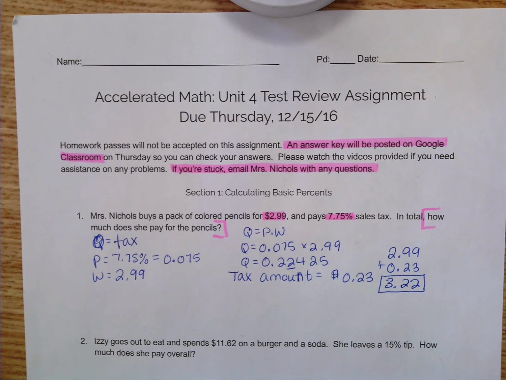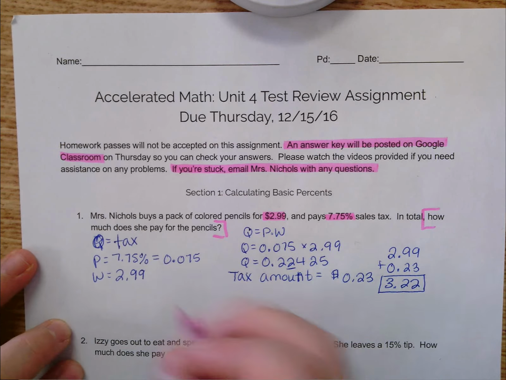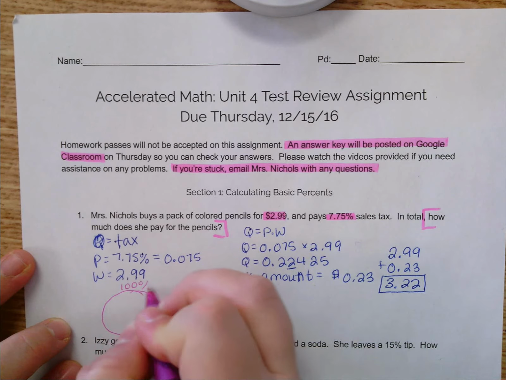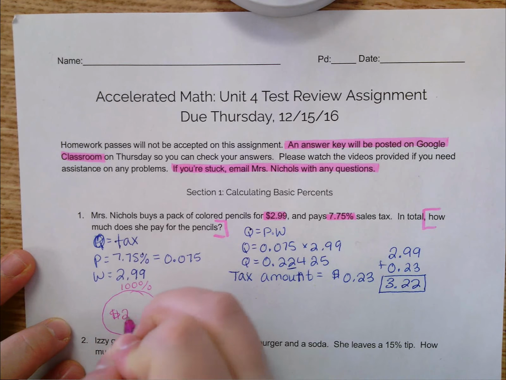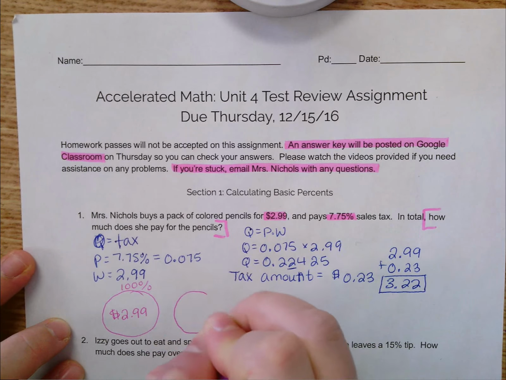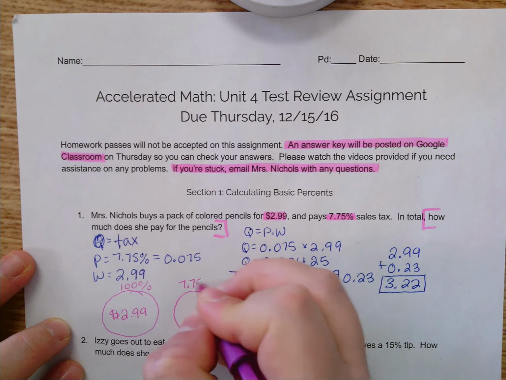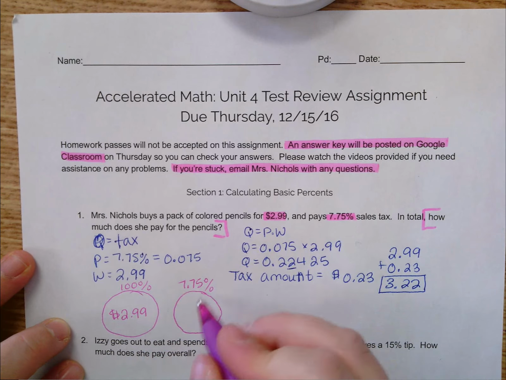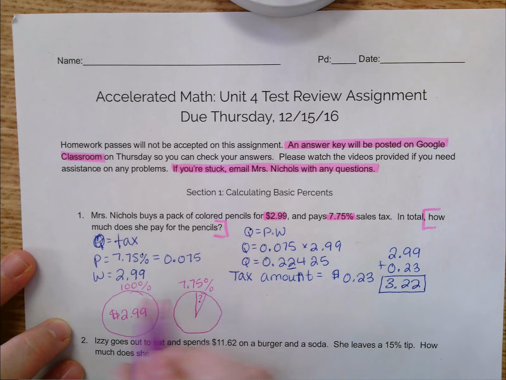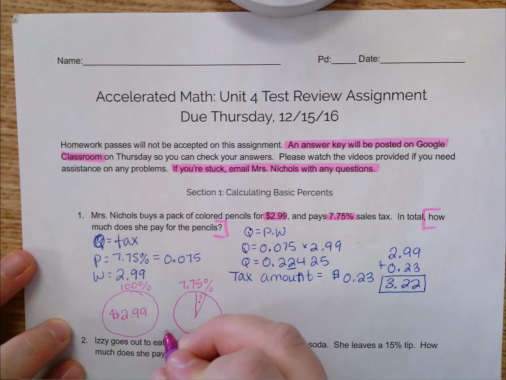Another way I could have found my answer is to first add my percentages. So if I think about what's actually happening here, I'm paying 100% of the price of the pencils, which is $2.99. And then I'm also paying 7.75% of that same whole. Since I'm talking about that same whole, I can add these percents together, right? Because both of these wholes represent $2.99.